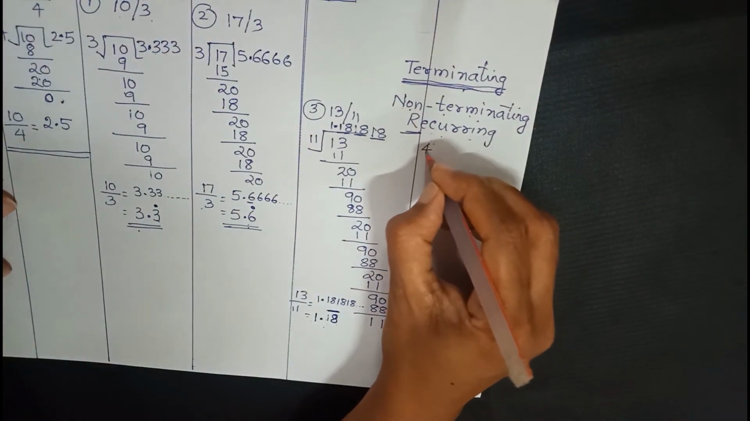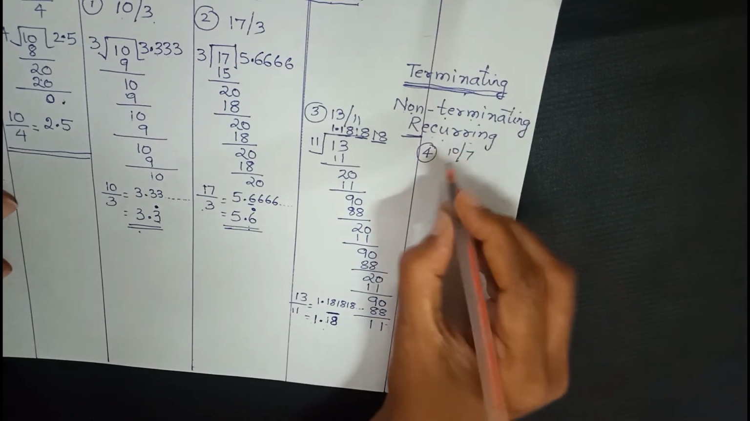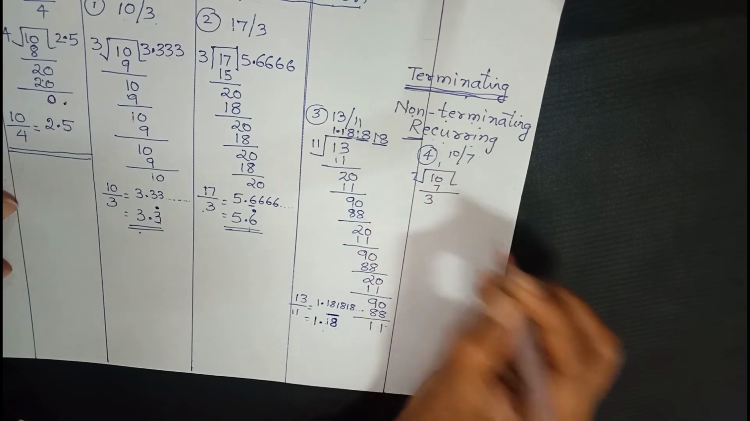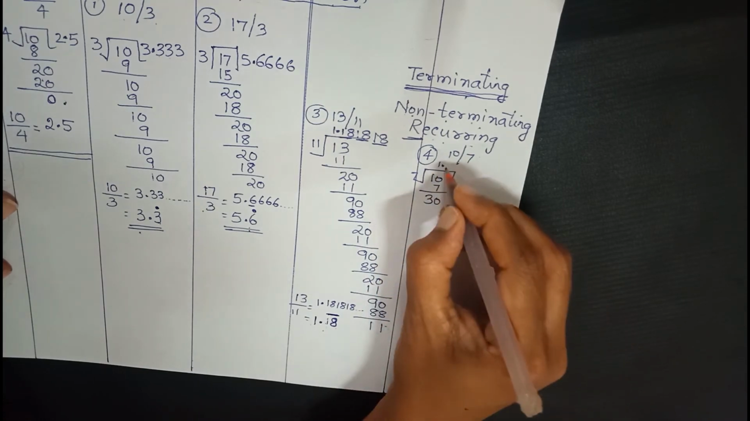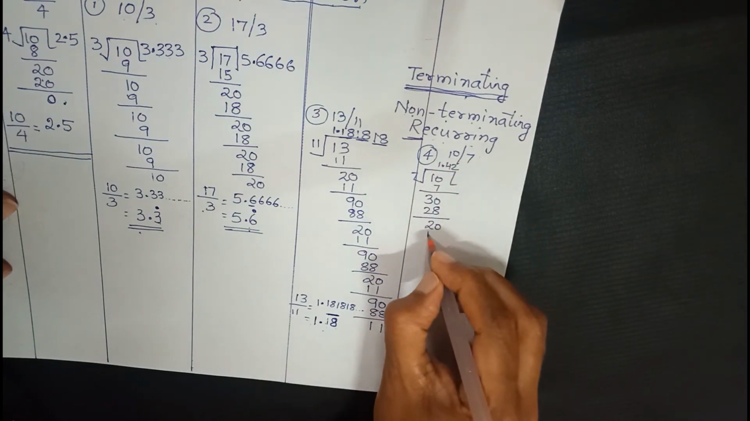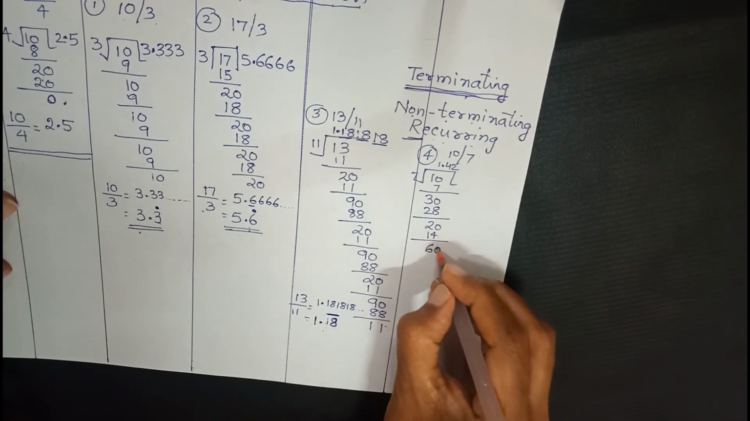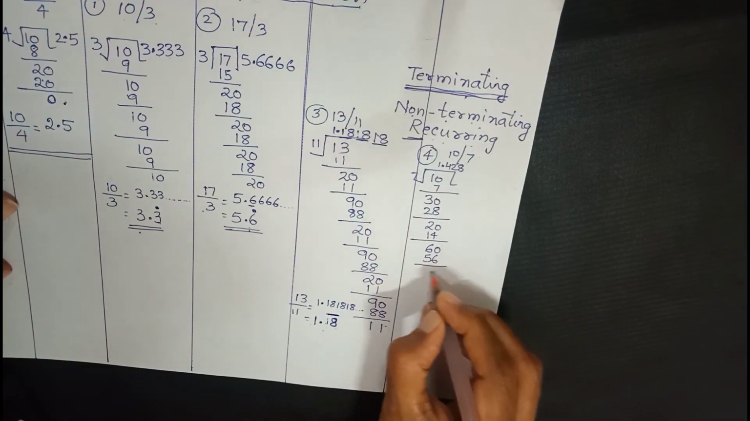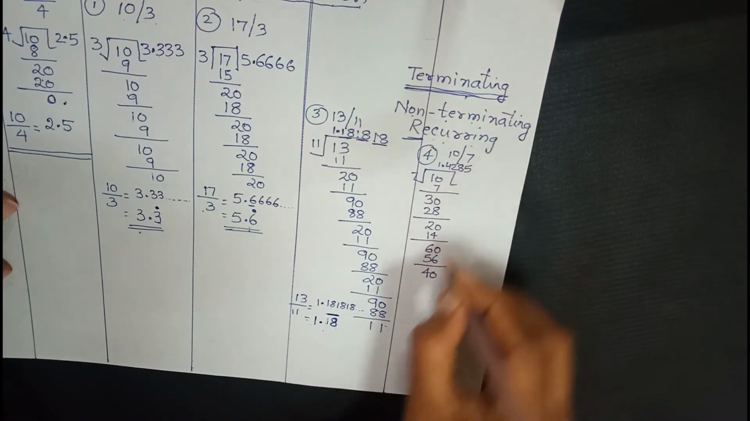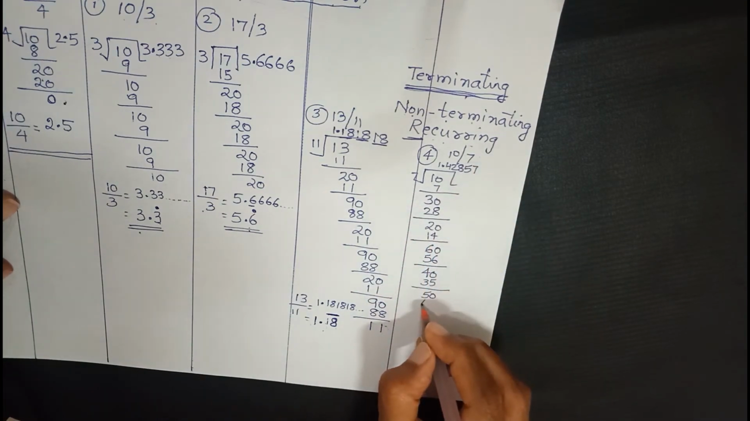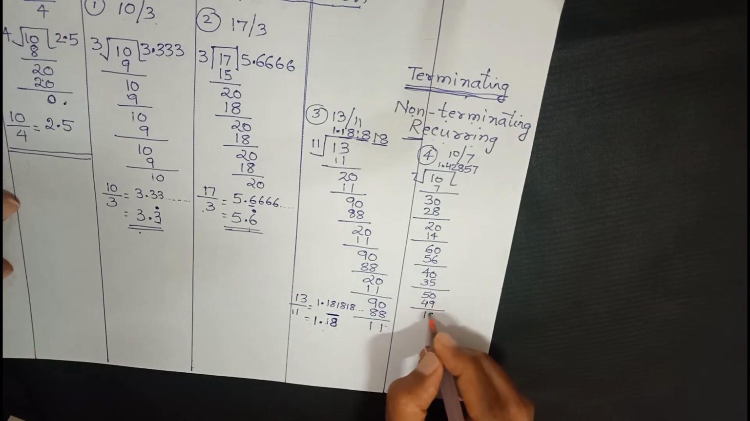10 upon 7. So let us say we divide 10 by 7. 7 ones are 7. So I get 3. I put a decimal point and 0. 7 fours are 28. I get 2. 7 twos are 14. Then 6. Then I get 7 eights are 56. Again I get 4. 7 fives are 35. I get 5. 7 sevens are 49. And then 1 again. So 7 ones are 7.